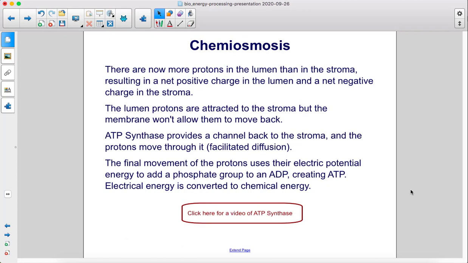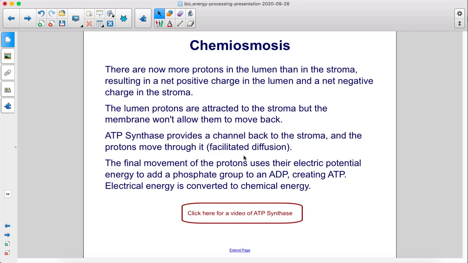Proton pumps actively transport protons against their concentration gradient from the stroma into the lumen. There are now more protons in the lumen than in the stroma, resulting in a net positive charge in the lumen and a net negative charge in the stroma. The lumen protons are attracted to the stroma, but the membrane won't allow them to move back. ATP synthase provides a channel back to the stroma, and the protons move through it.